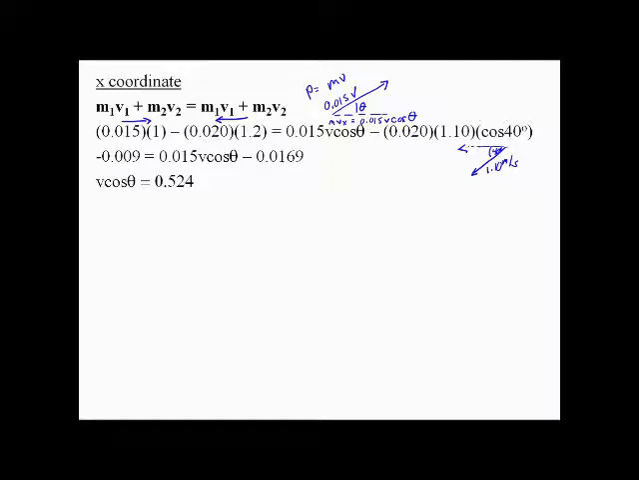Now I'm going to add 0.0169, and then divide by the 0.015 to get to this point. So I took my x momentum as far as I reasonably could. Now for the y coordinate. Initially, they were both moving horizontally. That's good, it makes our lives a little bit easier, because then it'll be 0.